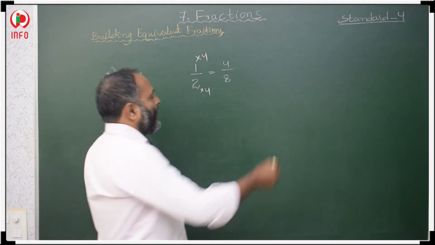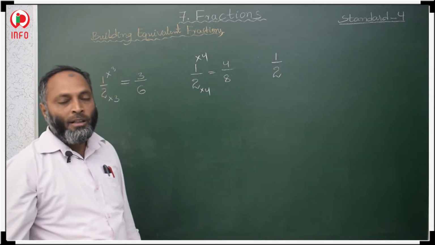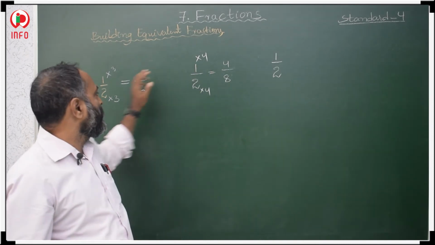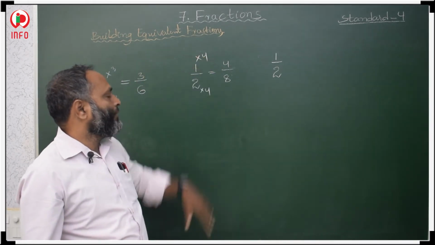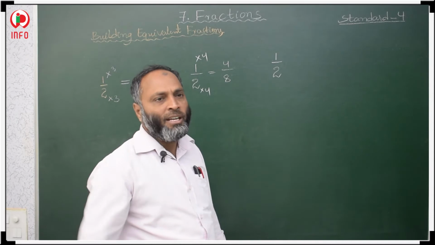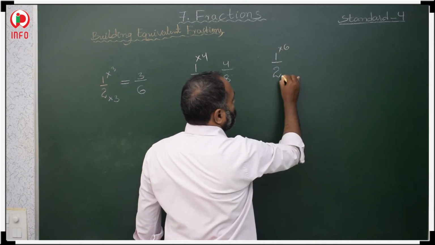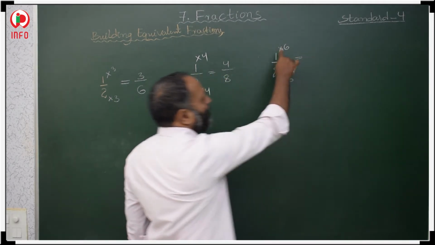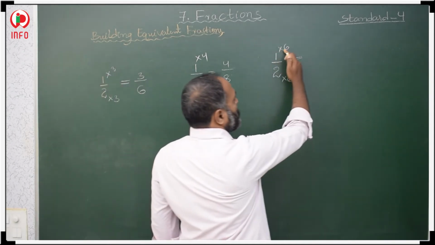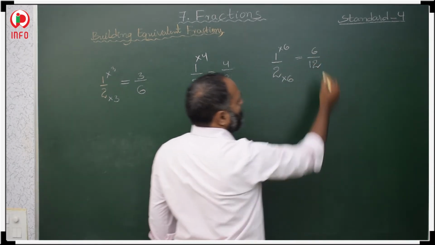Then if we want to write a third equivalent fraction of 1 by 2, how to write it? First time we multiplied with 3, second time with 4, then third time we can multiply with 5, 6, 7, 8, whatever; that is your wish. Here I am multiplying with 6: the numerator with 6 and the denominator also with 6. Then see the answer: 1 times 6 is 6, 2 times 6 is 12, so 6 by 12.